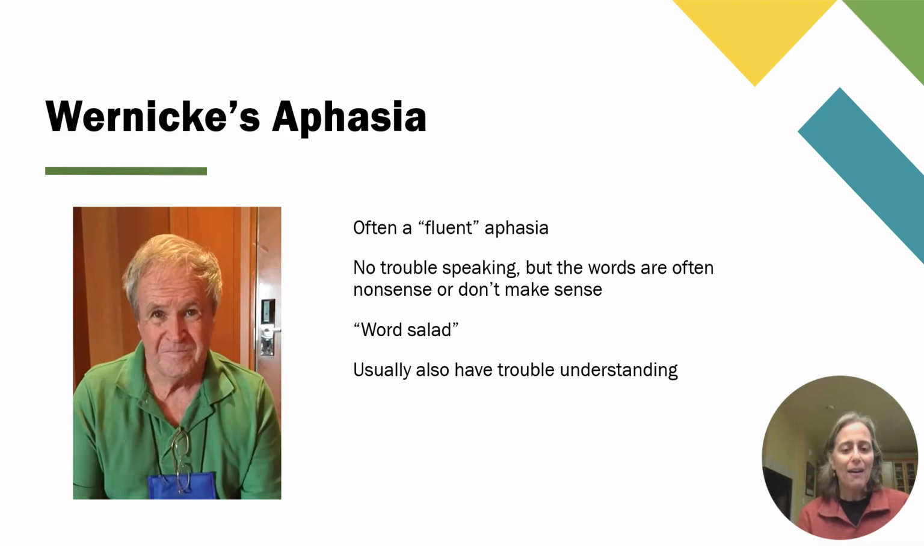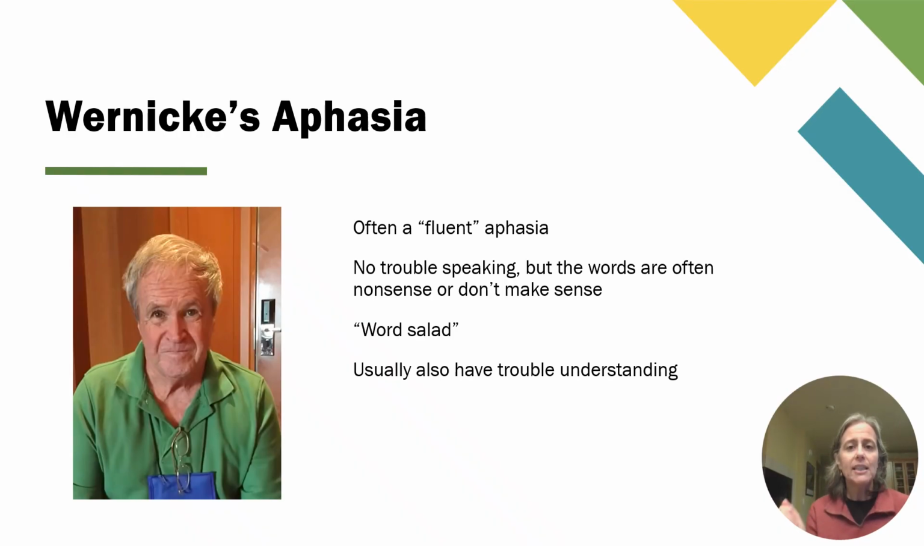So if you have damage to Wernicke's area of the brain, you can get a language disorder. Aphasia is the word for a language disorder that is called Wernicke's aphasia. And this is often called a fluent aphasia. Fluent meaning you can talk with no problem talking. It's not halting at all. So this is the opposite of a Broca's aphasia.